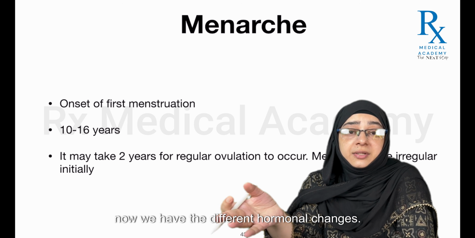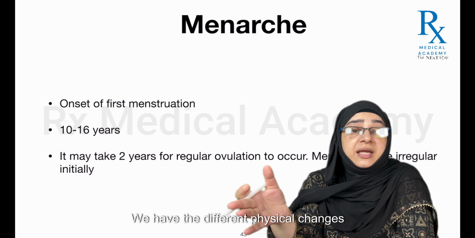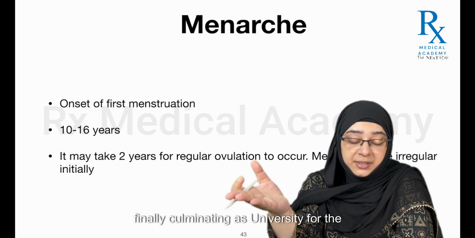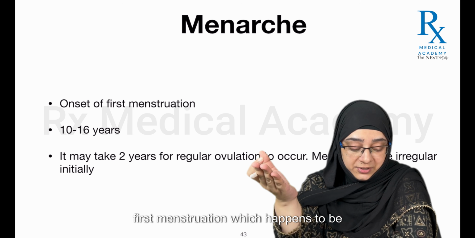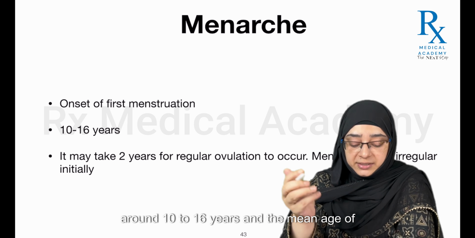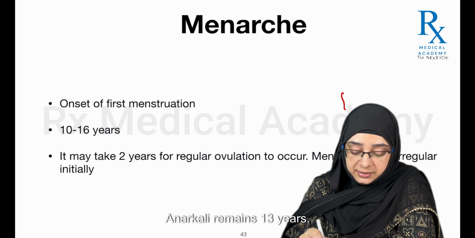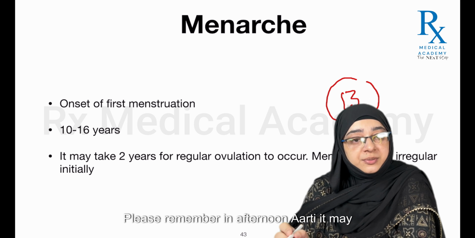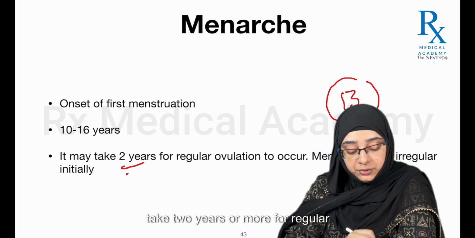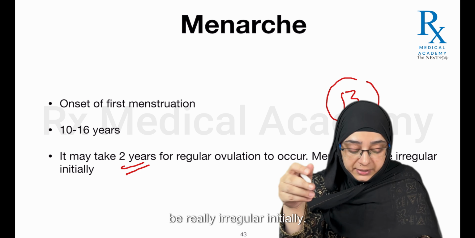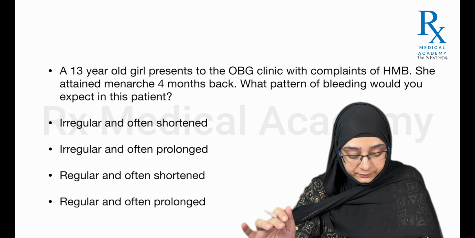Now we have the different hormonal changes, we have the different physical changes, finally culminating as menarche or the first menstruation, which happens variably around 10 to 16 years, and the mean age of menarche remains 13 years. Please remember that after menarche, it may take 2 years or more for regular ovulation to occur, and so the periods may be really irregular initially.